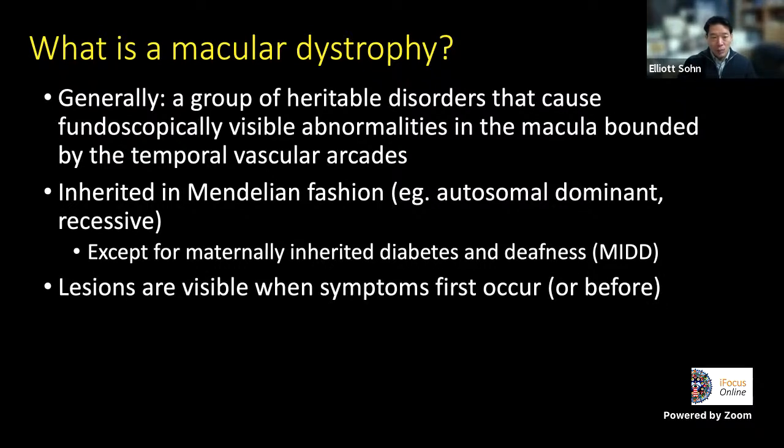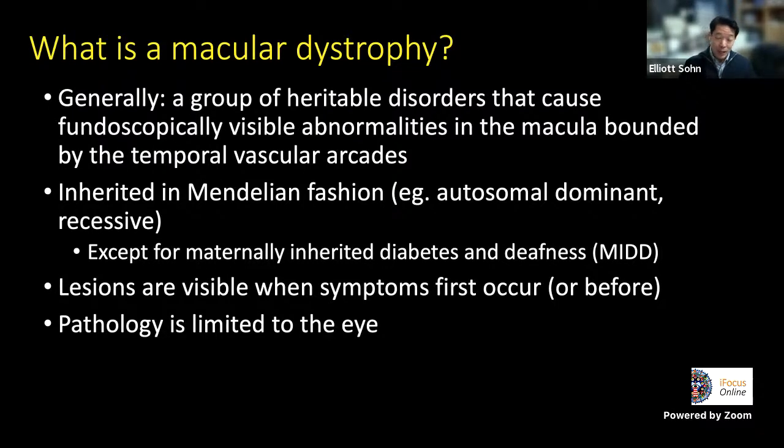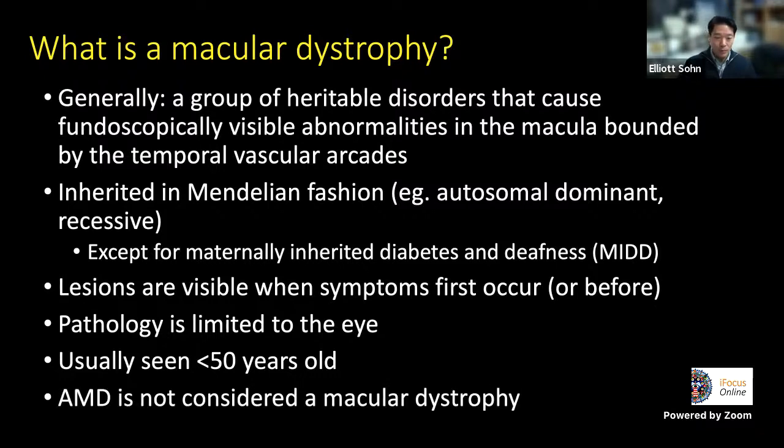So in general, macular dystrophies have lesions that are visible when the symptoms first occur. Sometimes symptoms happen before, and you may not see too much on the exam. You might have to have some ancillary imaging, some testing to bolster that. Pathology is limited to the eye for the most part. I already gave you an exception: maternally inherited diabetes and deafness is not limited to the eye. And they are usually seen in patients less than 50 years old.